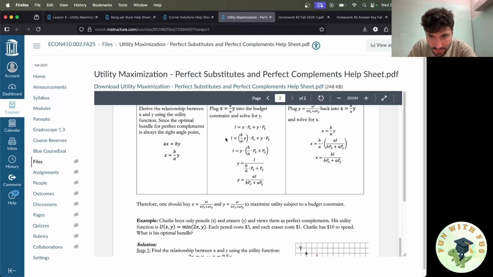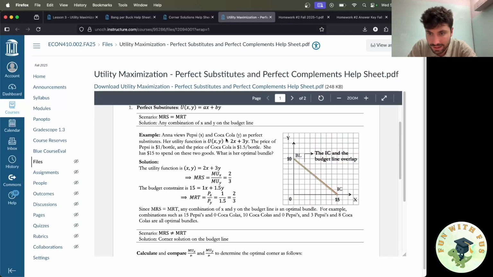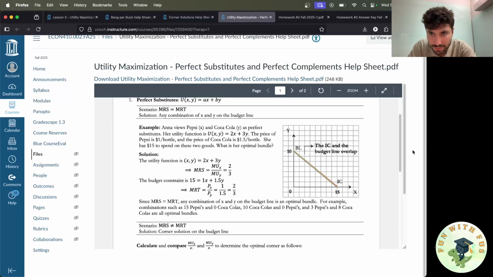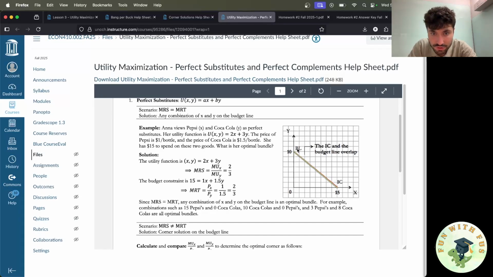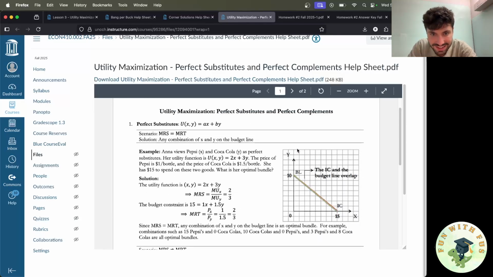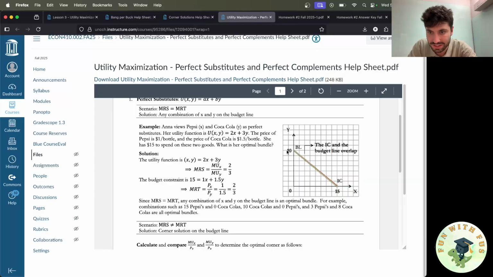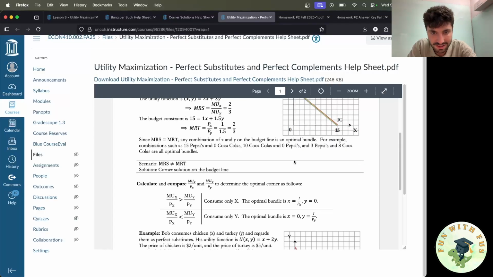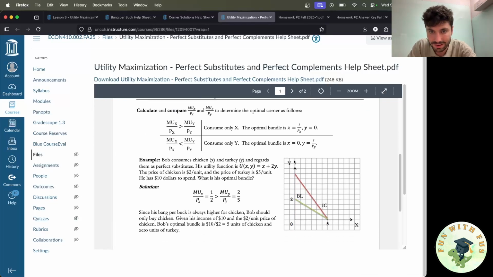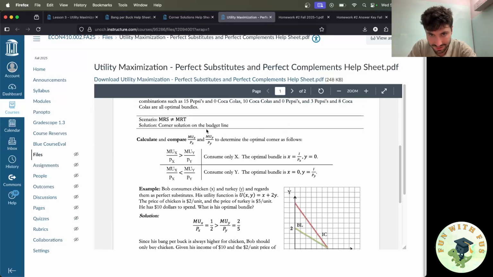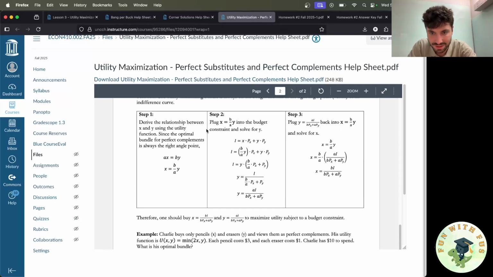And our last help sheet for this module is about perfect substitutes and perfect complements. This stuff is a little gross. For perfect substitutes, it's a straight line for your indifference curves. So it's interesting to note that they could be overlapping and you could just have infinite solutions, or you have a corner solution. Typically it's going to be a corner solution, but I guess you could have infinite solutions.